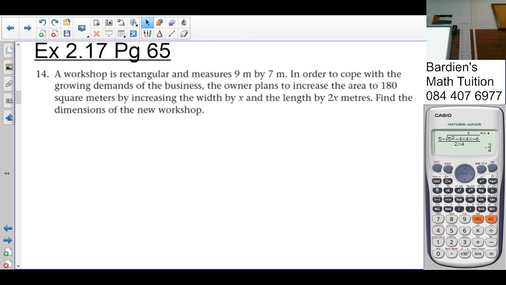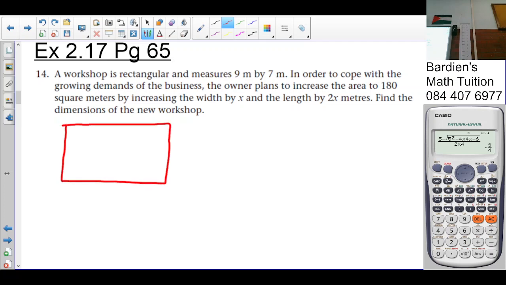Is that correct? Right, so we are told the workshop is rectangular and measures 9 by 7. Okay, so we say that that is going to be 7 meters. Your breadth is always your shorter one, which in this case was your width, no? And this was 9 meters. Then we say the area of this is going to be 9 by 7 is 63 meters square. Then we are told in order to cope with the growing demand of the business, the owner plans to increase the area. So the area of the second piece now is going to be 180 meters square.